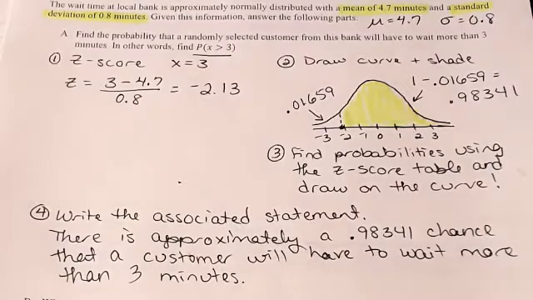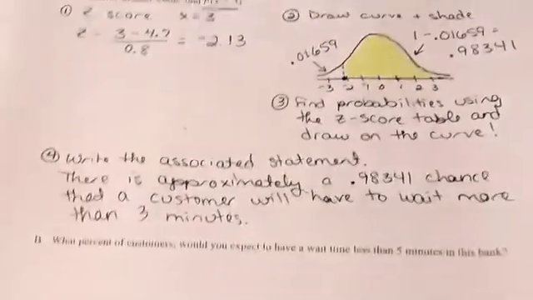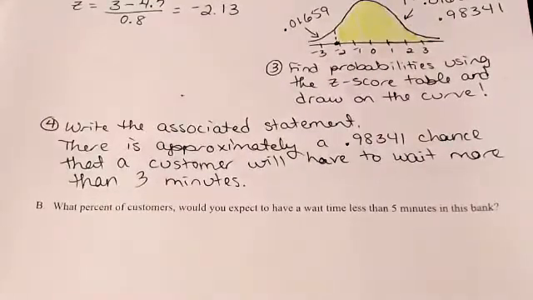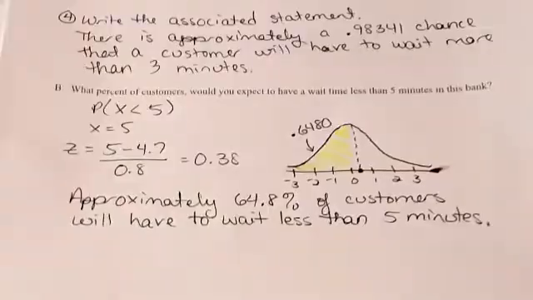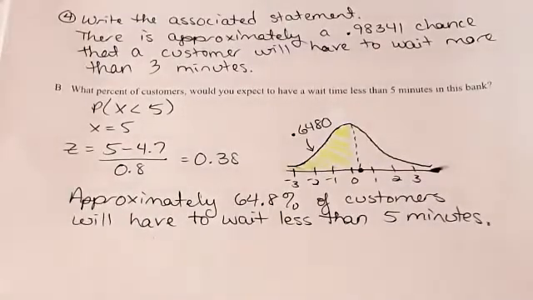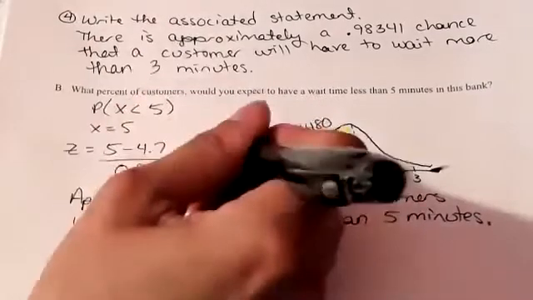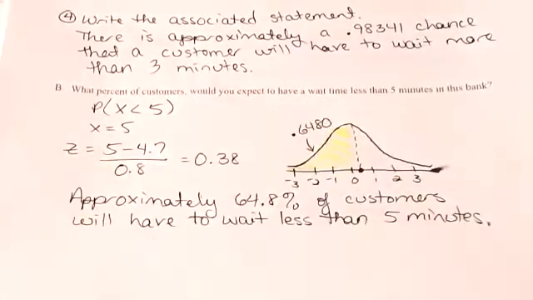Your turn. I would love for you to complete part B on your own. It says, what percent of customers would you expect to have a wait time less than 5 minutes in this bank? I'm going to pause the recording and give you an opportunity to complete part B. So here we have the associated z-score with a raw data value of 5. So I got z is equal to 0.38. Let me shade that in a little darker.